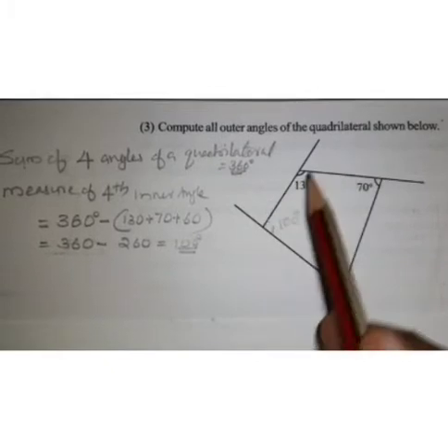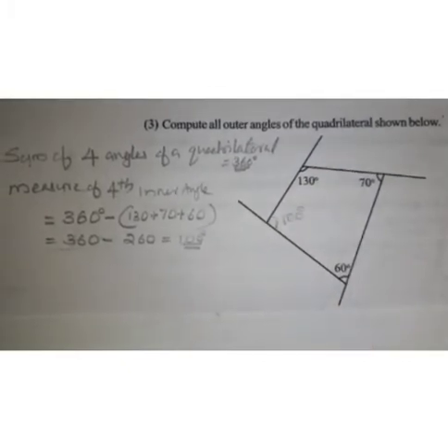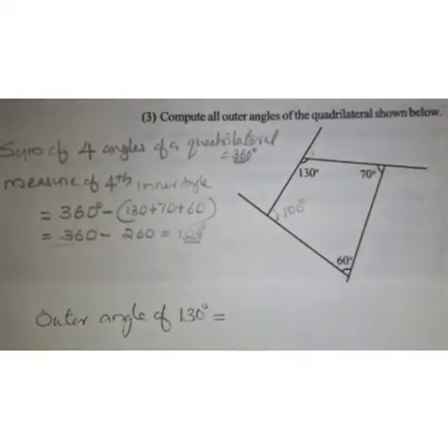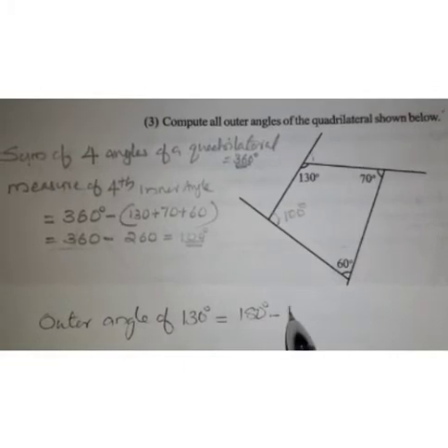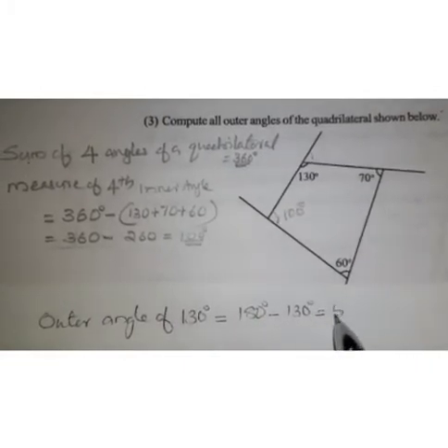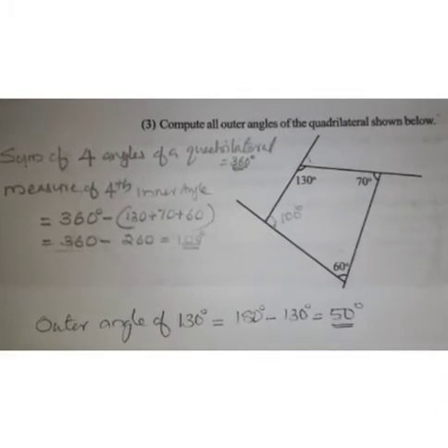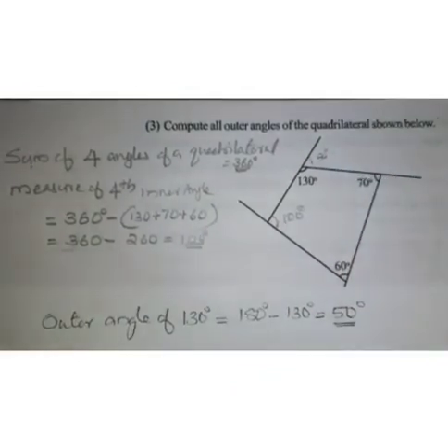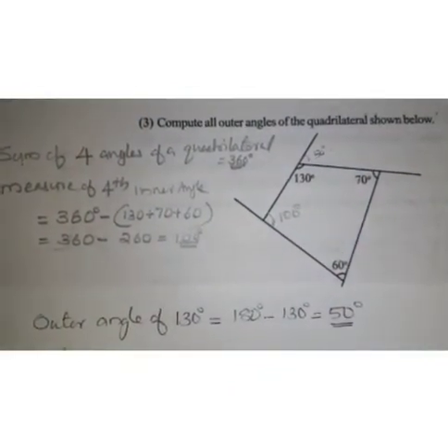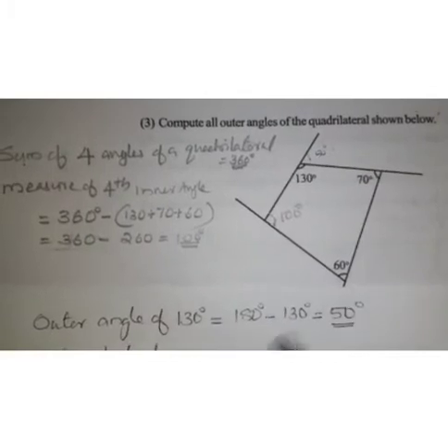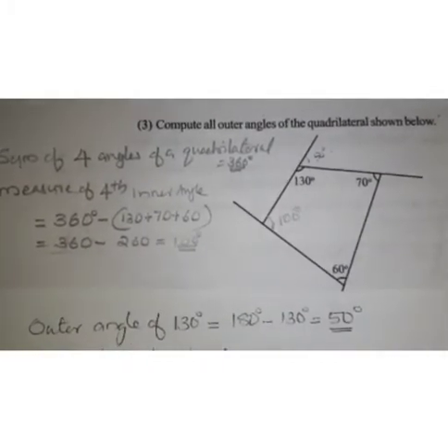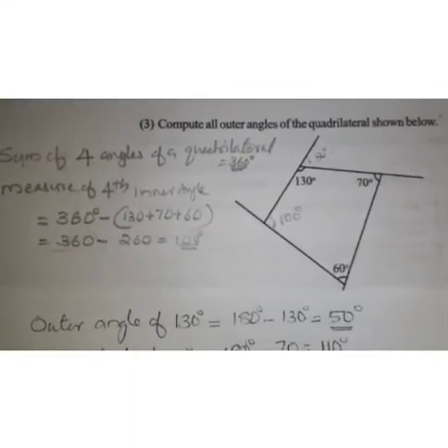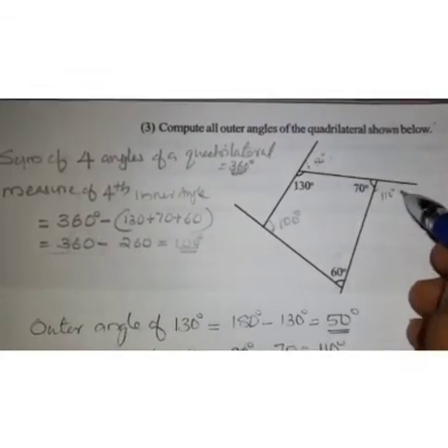Then you can find all the 3 outer angles. First one, the outer angle of 130. How much is this here? 180 degrees minus 130. How much will you get? 50 degrees. So the first one is 50 degrees here. Then next, the outer angle of 70. How much? 180 minus 70. How much will you get? 110 degrees. So this angle is 110 degrees.